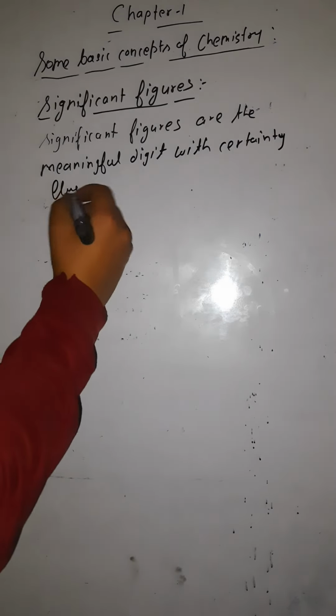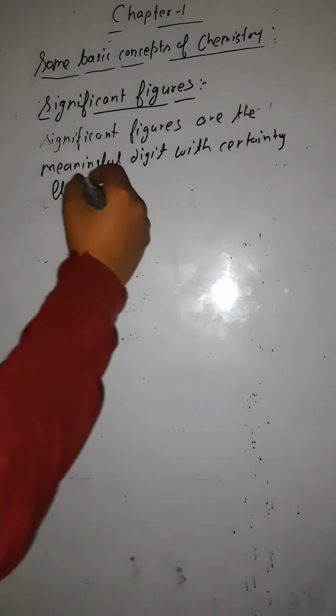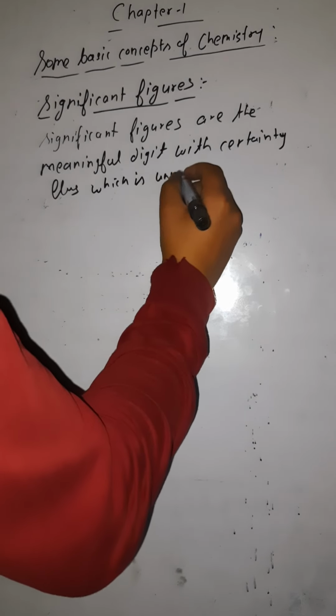With certainty means all the digits which are meaningful would be termed as the significant figures, plus the uncertain one, which is estimated. So this would be the significant figures. So how do you write the significant figures?